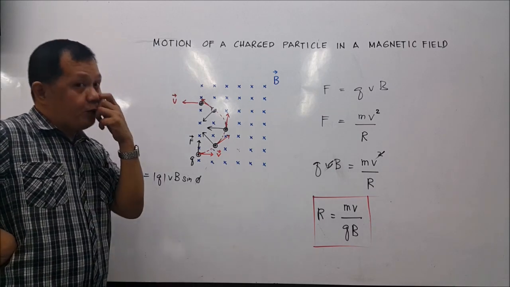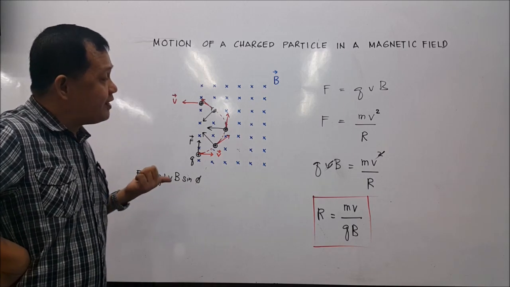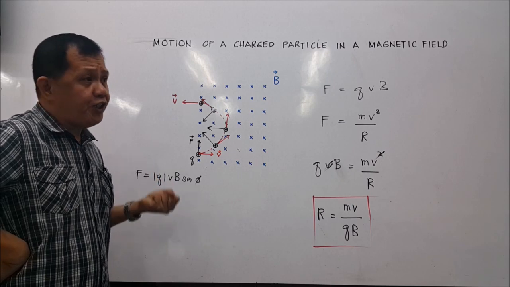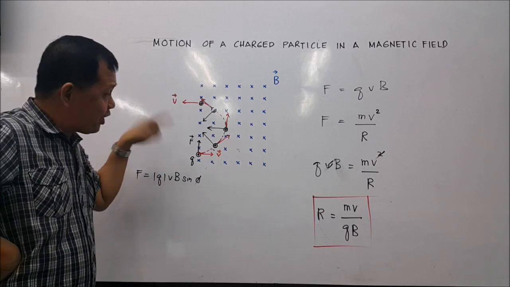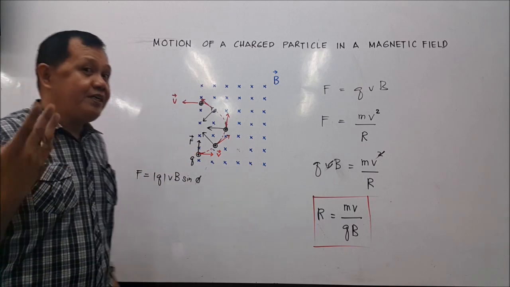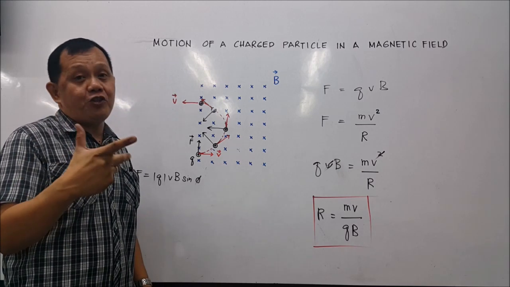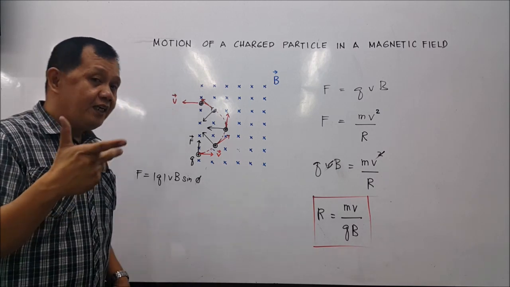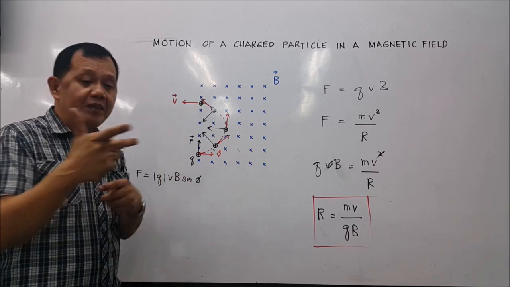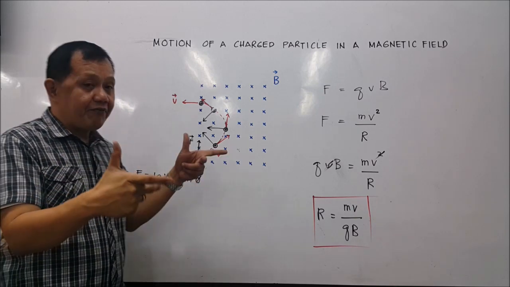Now, question is, what if the charge is negative? Okay. Now, if the charge is negative, you can still use the right-hand rule. What will change is the direction of the magnetic force. So, for example, you can use the right-hand rule for positive charges moving in a magnetic field. Now, if the charge is negative, it still is the right-hand rule, but the direction of the magnetic force should be opposite.